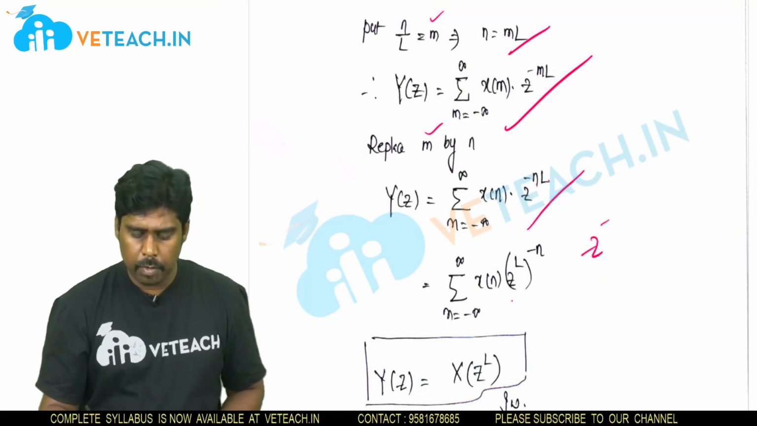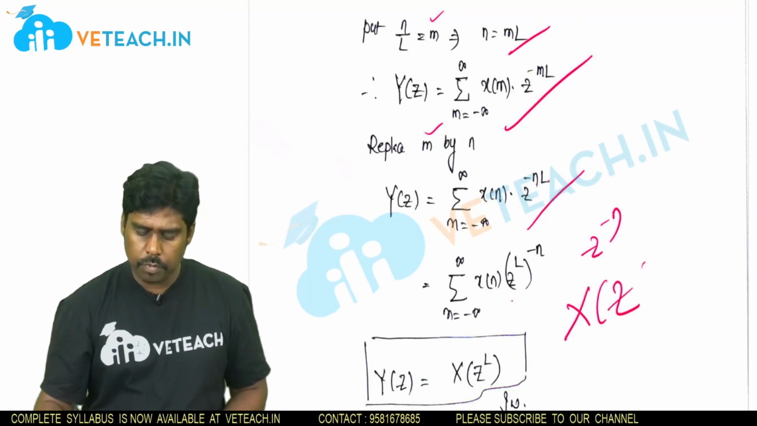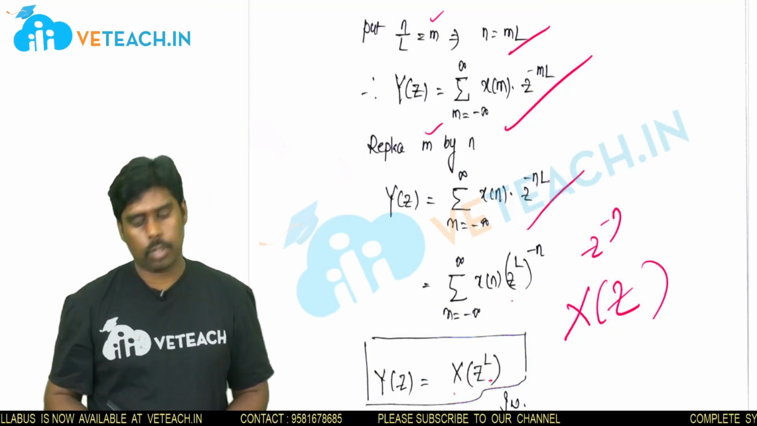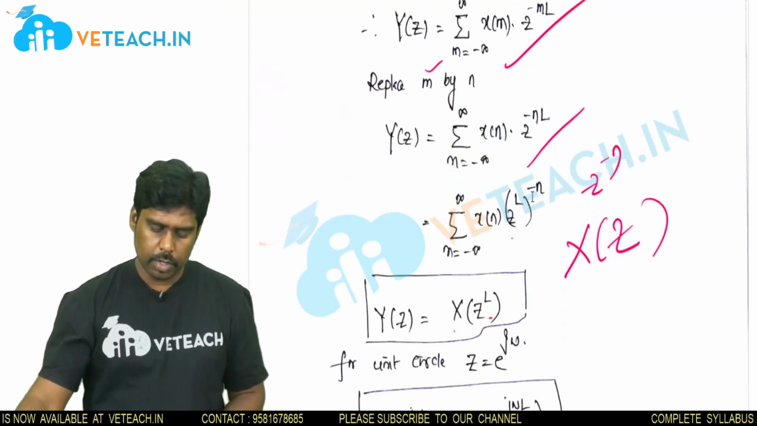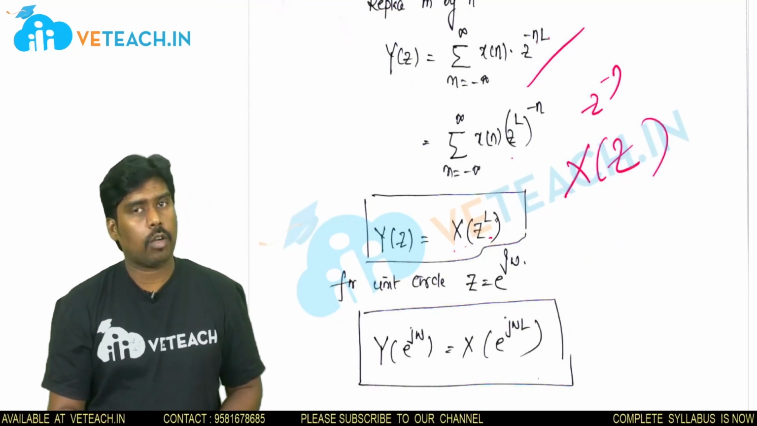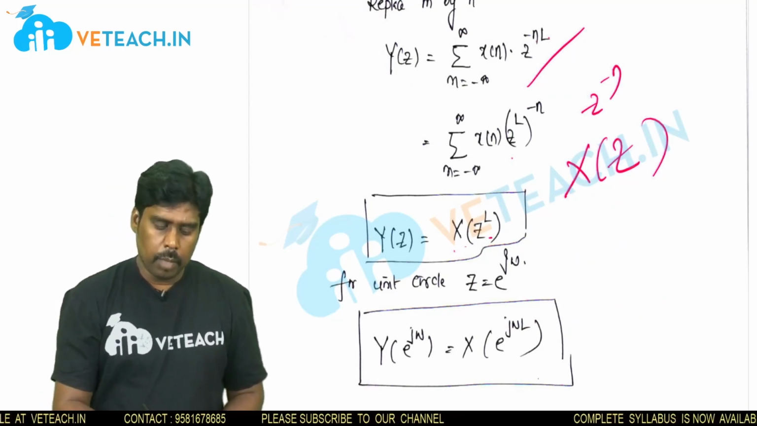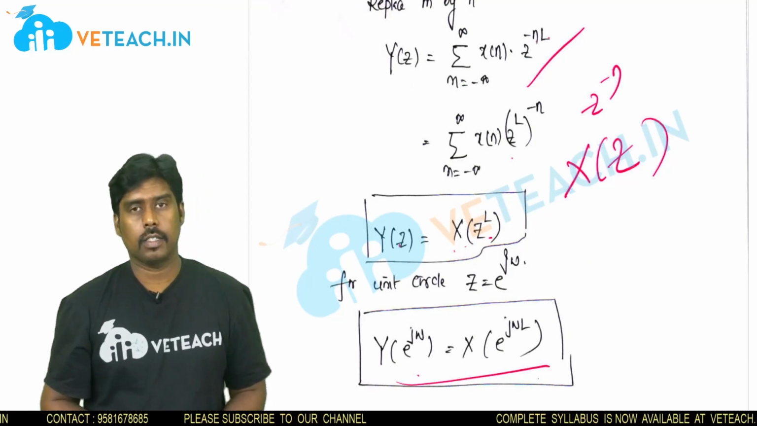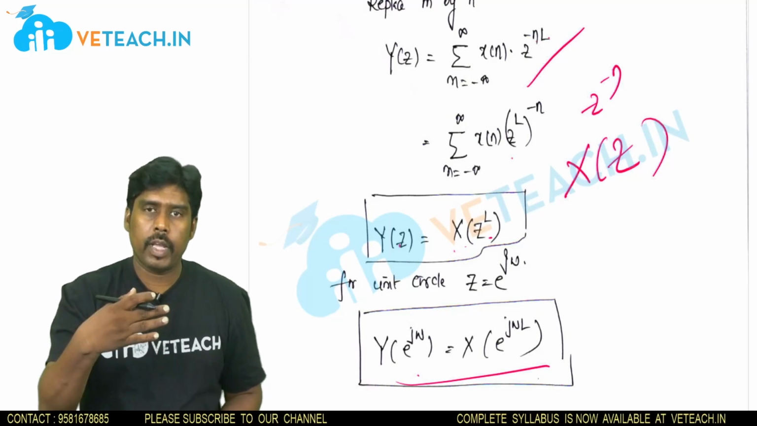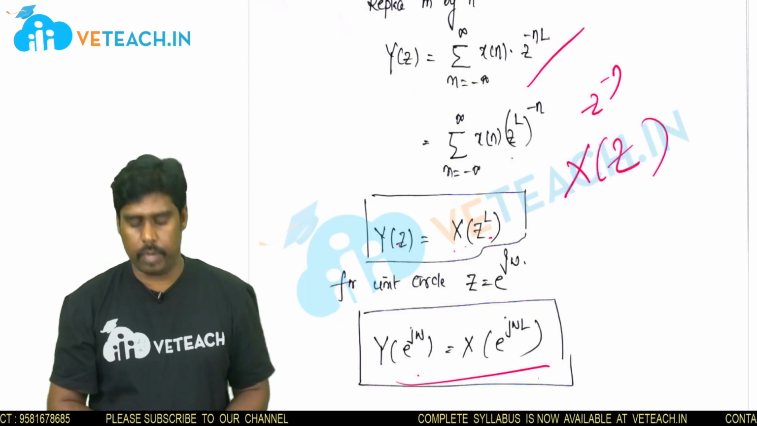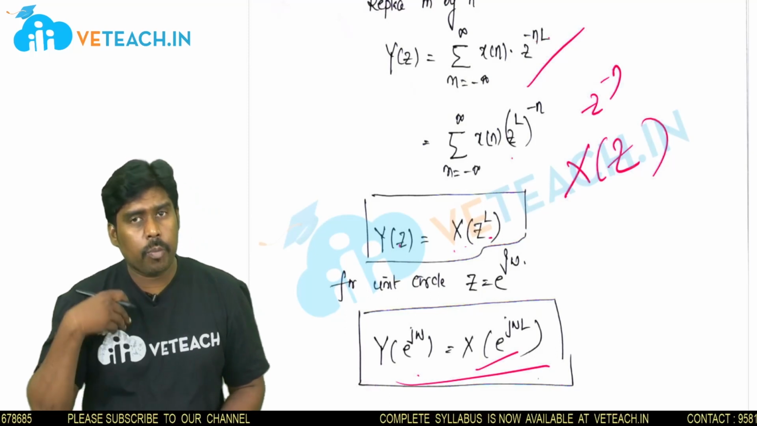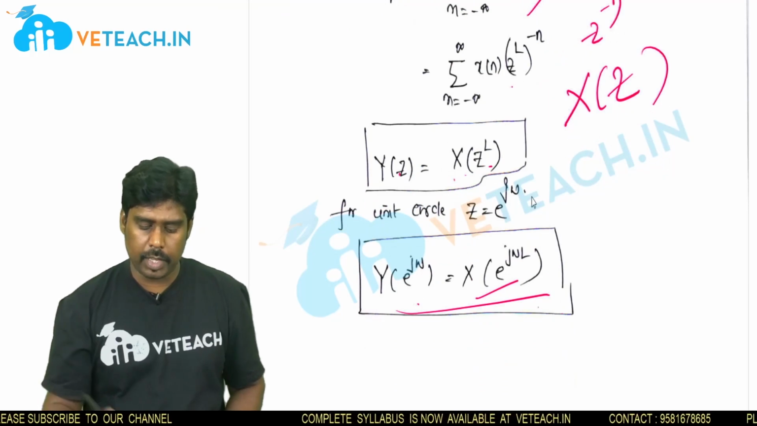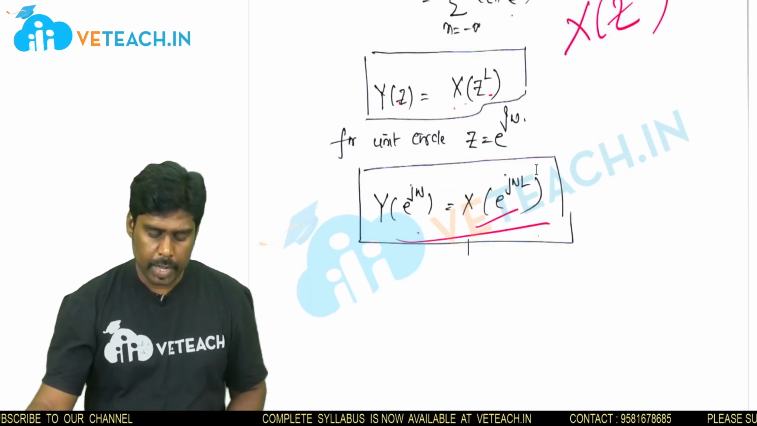If it is z power minus n, you call it X of z. If it is z power L, power minus n, you can call it X of z power L. So that's what we have done here: Y of z equals X of z power L. Now replace this z with e power j omega, and you will get an expression like this. Y of e power j omega is the spectrum of the output sequence, X of e power j omega is the spectrum of the input sequence, and you are scaling that spectrum with capital L. So the diagrams look like this.